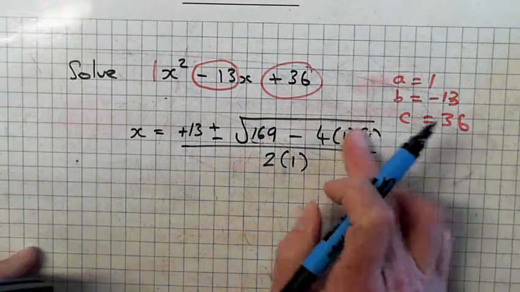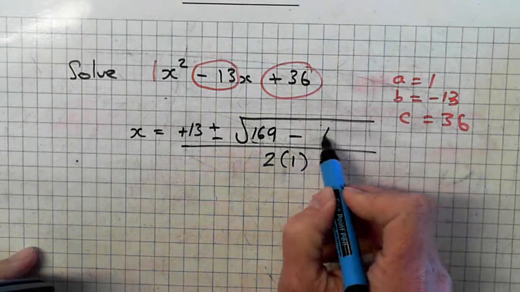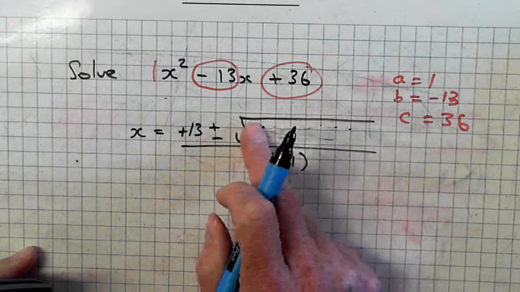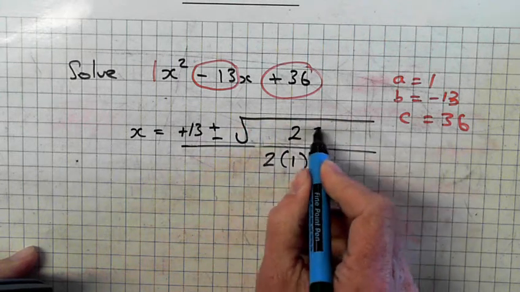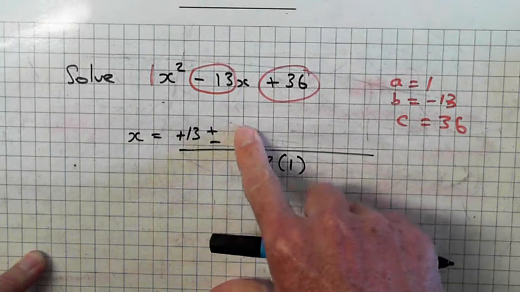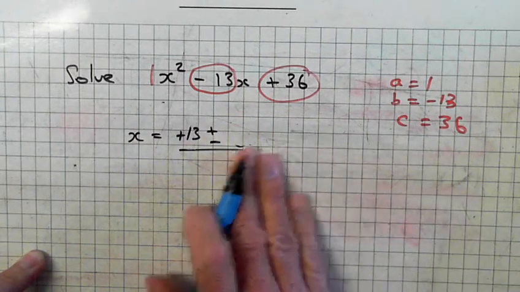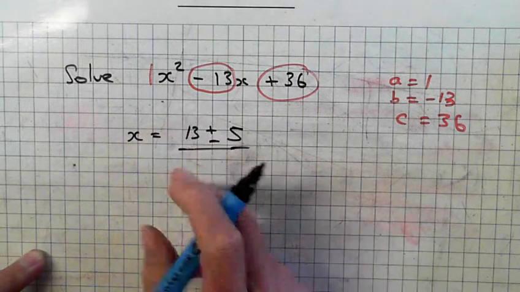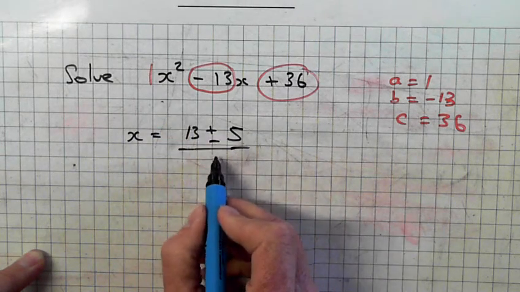So 144. So it's a minus 144. 169 minus 144 is 25. The square root of 25 is 5. I'll just bring it all in here. What was that on the bottom? 2.